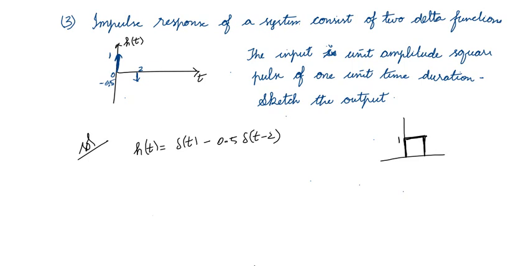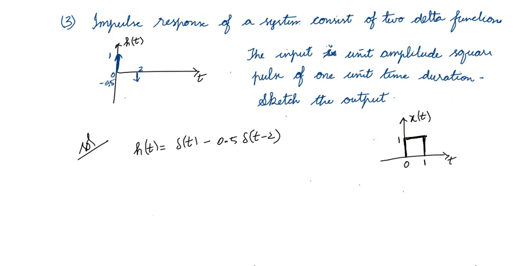Unit amplitude. This is your input, x of t. What is the width? One time unit duration. This is the width. So from this statement, I have drawn this signal. It's a unit amplitude square pulse of one time unit duration.